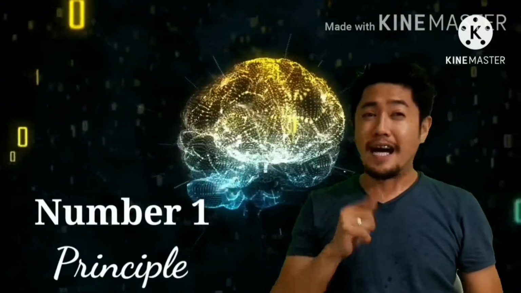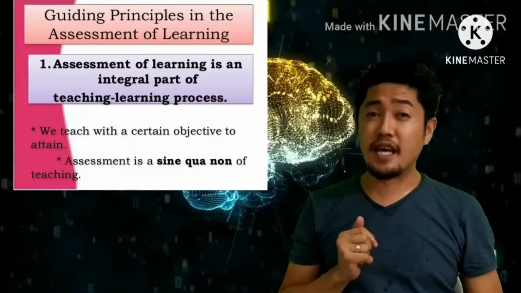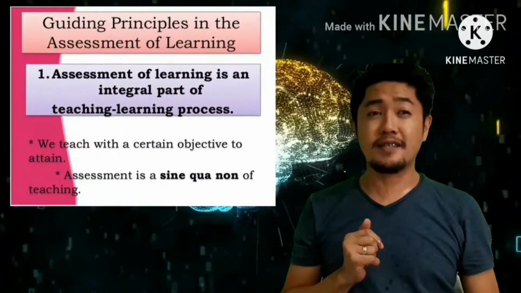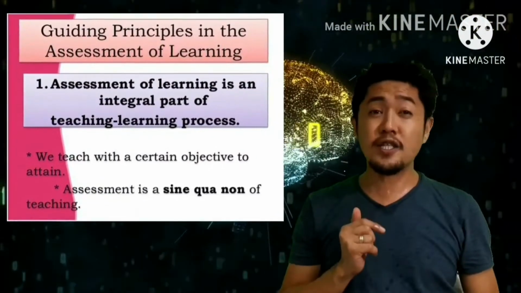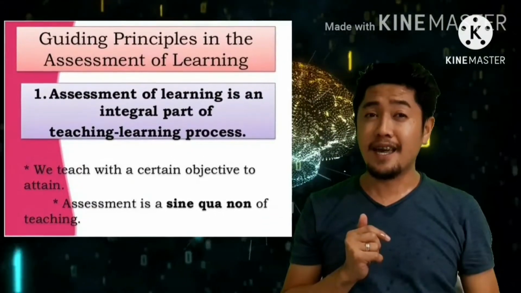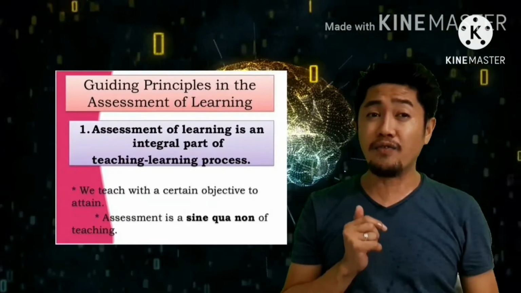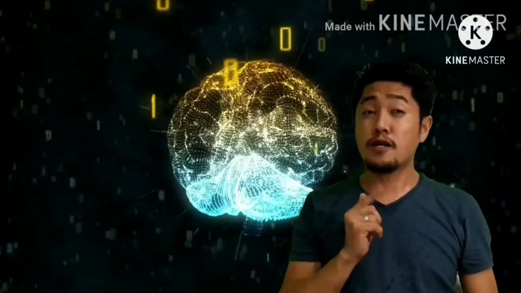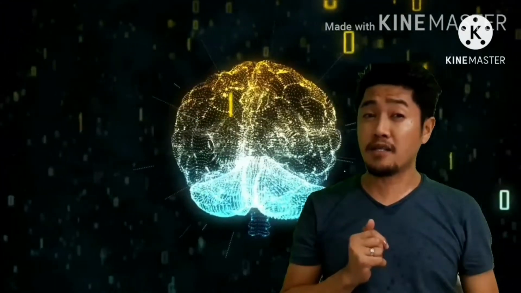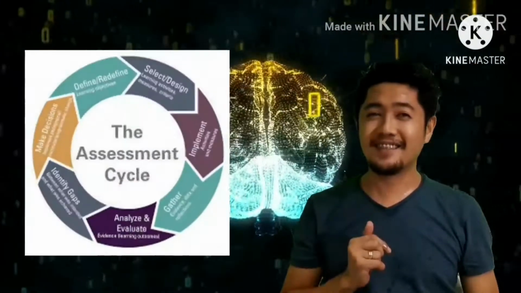Number 1. Assessment of learning is an integral part of the teaching process. We teach with a certain objective to attain. After we have taught, then it is logical that we find out how well we have attained our lesson objective. Thus, we engage ourselves in the process of assessment.